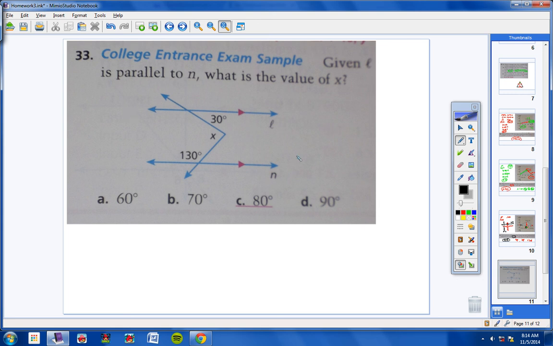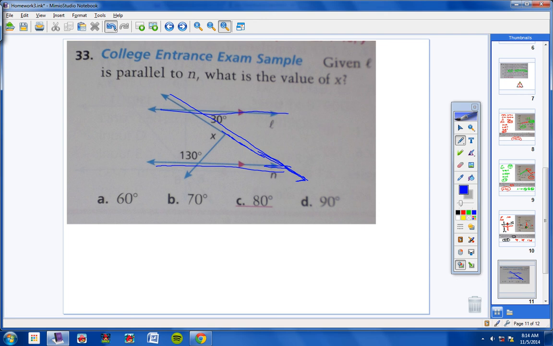Okay, given L is parallel to N, what is the value of x? Now here's what I did. I went ahead and extended this line here. Just bear with me here. Let's pretend this line kept going. Pretend this keeps going here. Okay, there we go. Now we have parallel lines cut by a transversal.